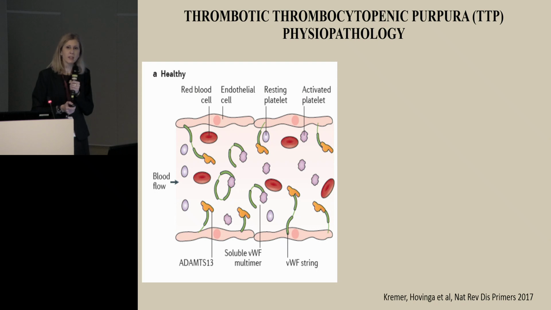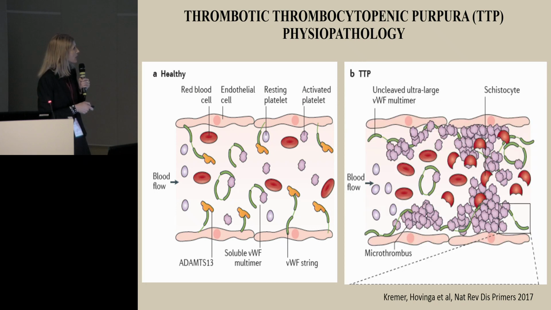TTP has a very interesting physiopathology. This is the normal blood flow, and as you can see here, the endothelial cells produce these von Willebrand factor multimers, which are cleaved by ADAMTS13 to pieces. This is the normal situation. But if we don't have ADAMTS13, these von Willebrand multimers formed by the endothelial cells will not be cut down and will remain there, and under shear stress will expose the platelet binding sites, and we will have the platelets binding to them and forming the platelet clots here. And this will almost obstruct the microcirculation.